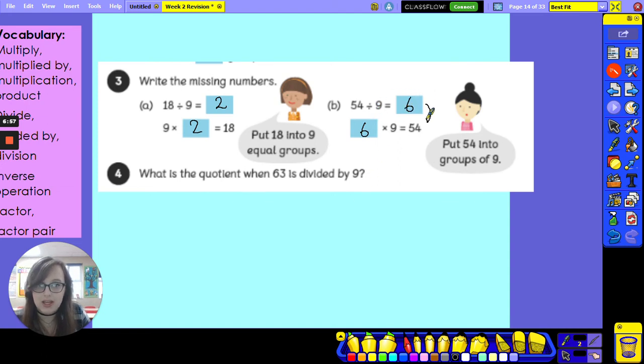This is called doing the inverse operation. If I know the multiplication fact, then I know the related division fact. If I know the division fact, then I know the multiplication fact, because if I change the order, I change the operation, I'm going to get all of those same numbers, but in a different order.